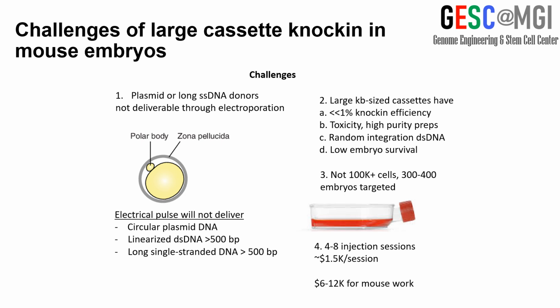This can lead to low embryo survival due to the mechanical stress associated with using microinjection. It can also lead to random integration of double-stranded DNA, toxicity, and it also has very low knock-in efficiency. Unlike cultured cells, where you can target hundreds of thousands of cells in a single electroporation, here with every mouse session, so every day, you may only be targeting a few hundred embryos. And so ultimately, this can lead to several days of work and still only targeting 1,000 to 2,000 embryos, with only a fraction of those surviving the effort.